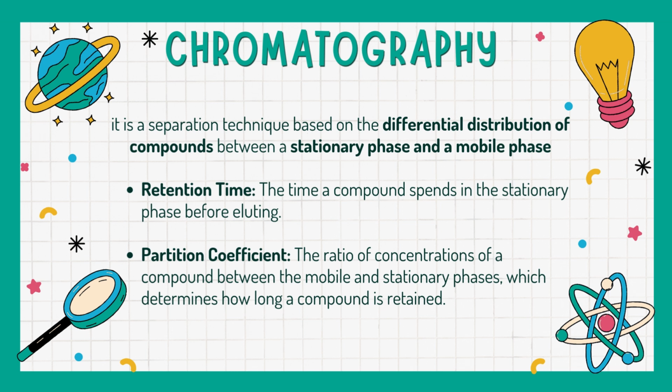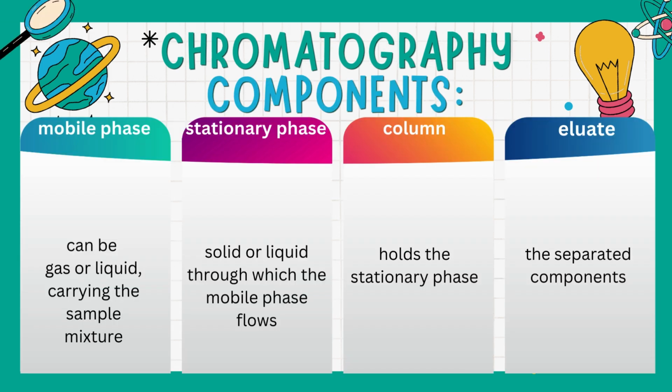And we need to talk also about the retention time. This is the time a compound spends in the stationary phase before eluting, or before that compound is set free. And then we also have the partition coefficient. This is the ratio of concentrations of a compound between mobile and stationary phases, which determines how long a compound is retained.